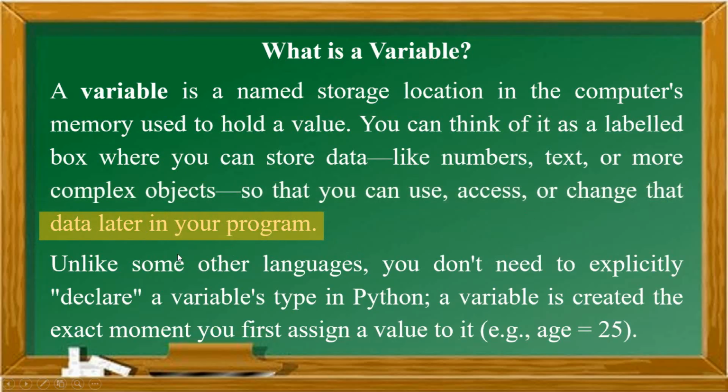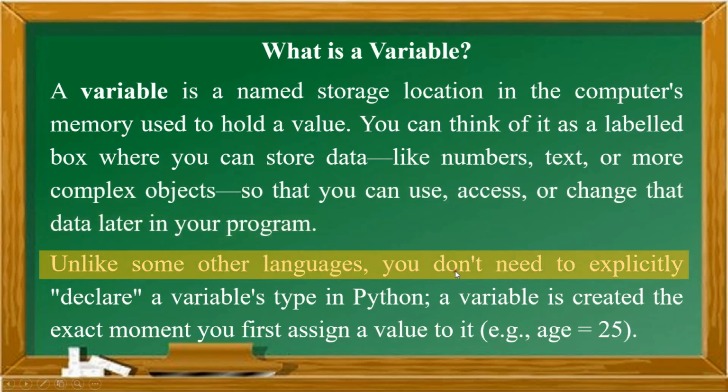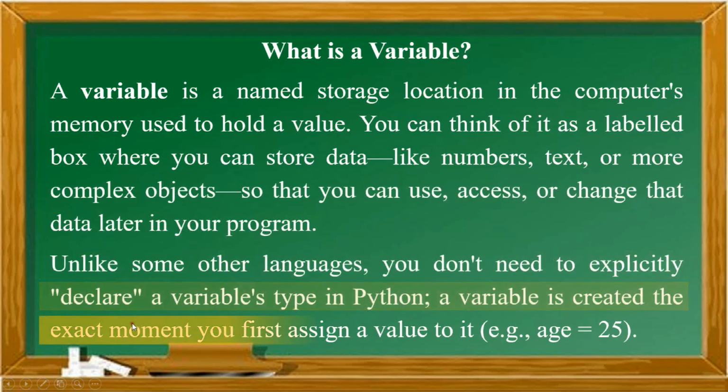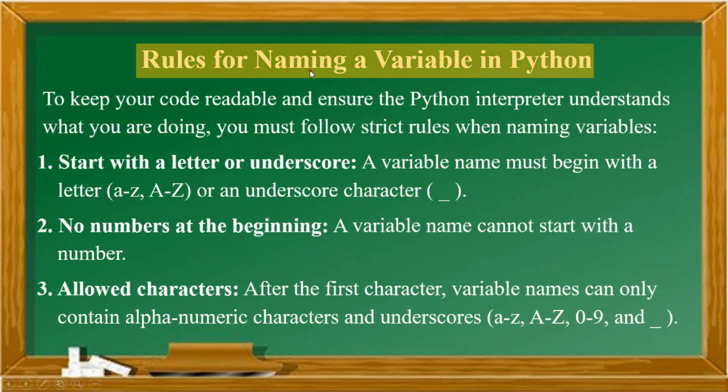Unlike some other languages, you don't need to explicitly declare a variable's type in Python. A variable is created the exact moment you first assign a value to it. Example: age = 25. Rules for naming a variable in Python.